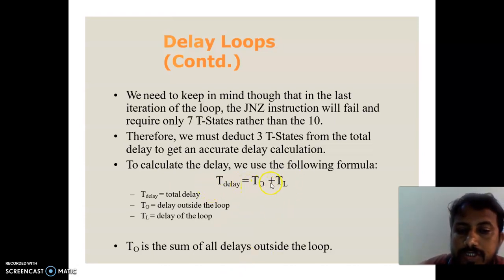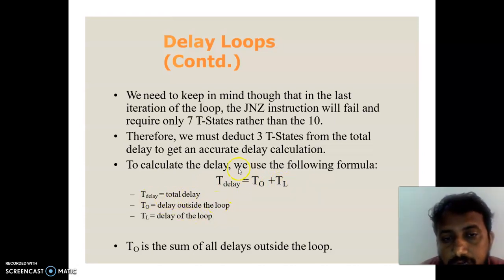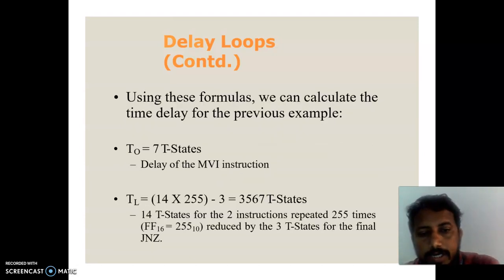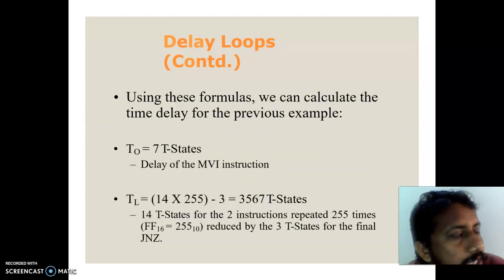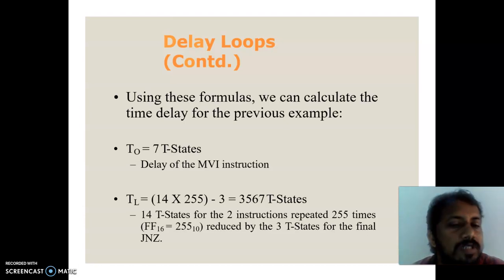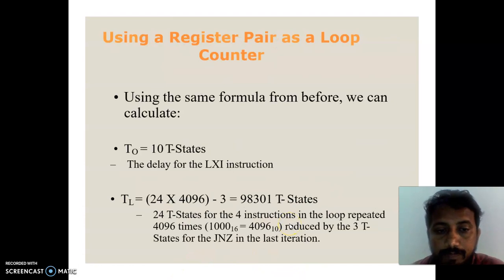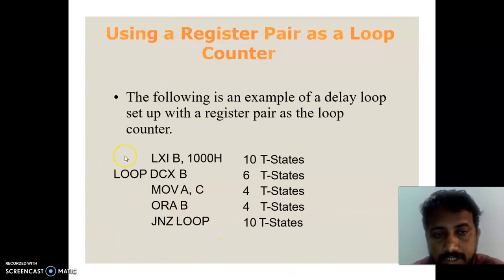T delay is equal to T0 plus TL. T delay is nothing but the total delay of the timing diagram. T0 is the delay outside the loop and TL is the delay inside the loop. T0, or T initial, is the 7 clock states we have seen for the MVI instruction, and TL is the total clock states of the loop. Now let's take one more delay loop using a register.